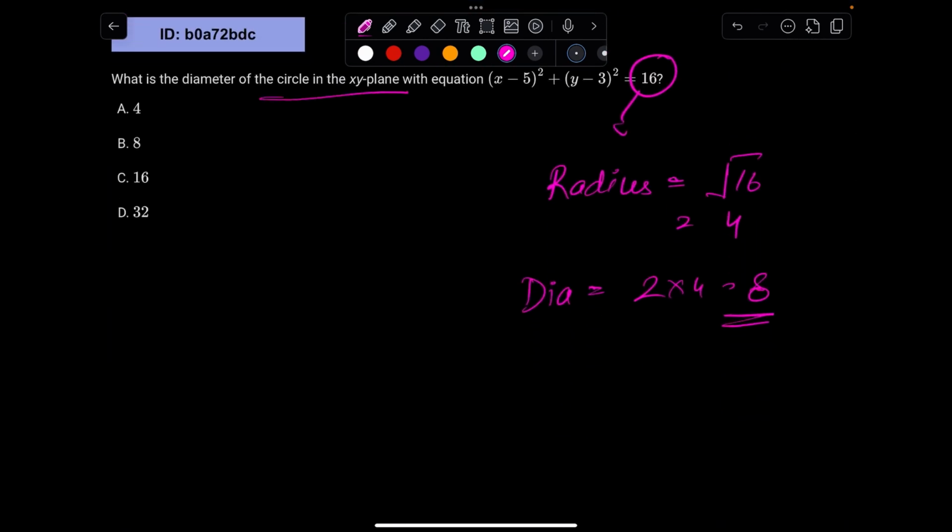Diameter of the circle in the xy plane with this equation. So the radius is going to be the root of 4, and the diameter is going to be twice the radius, 8. Option B is correct.